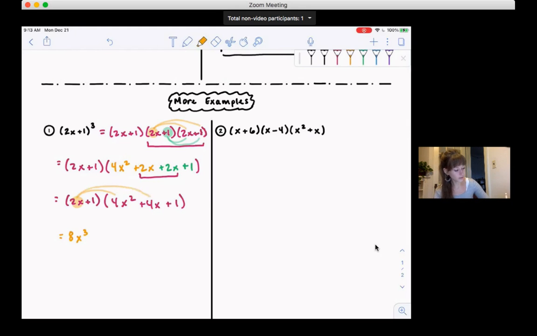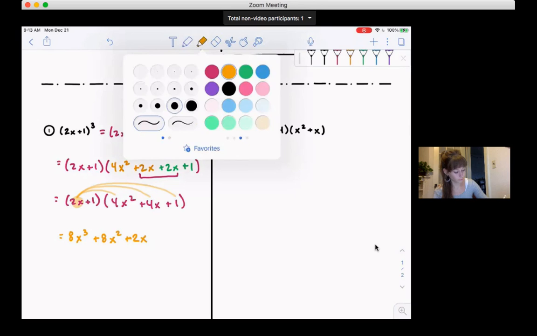2x times 4x, so 2 times 4 is 8. X times x is x squared. 2x times 1, that's just 2x. Okay, so we distributed the 2x. Now let's distribute the 1.